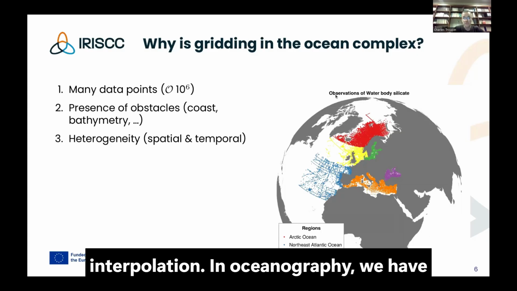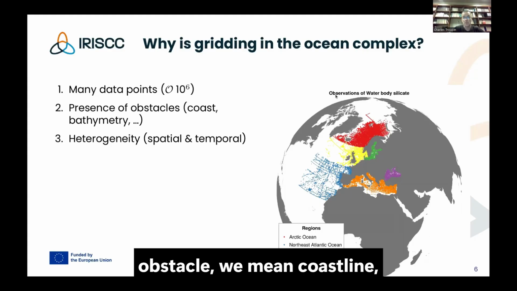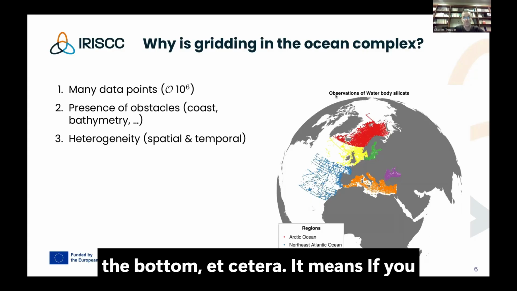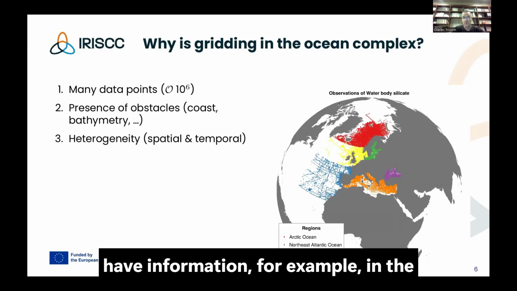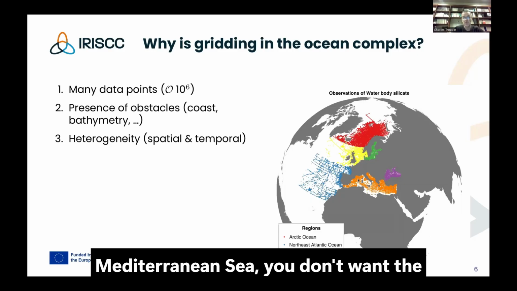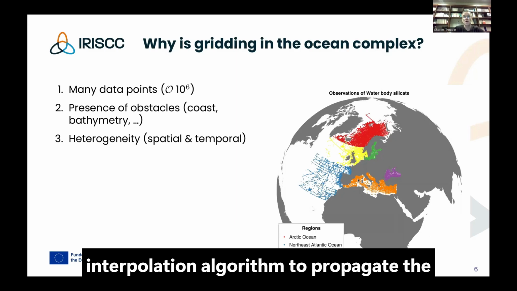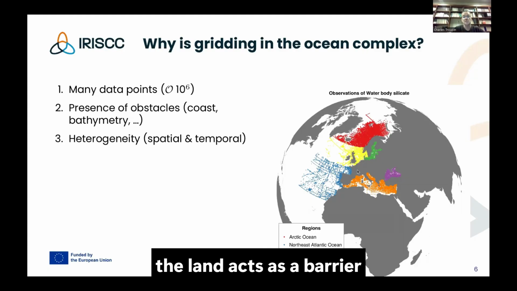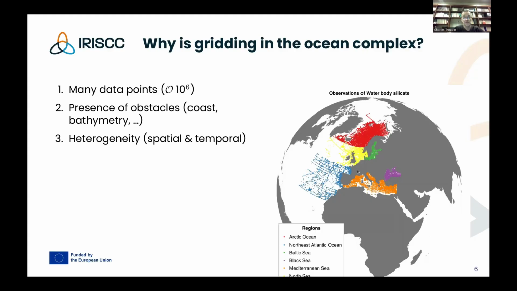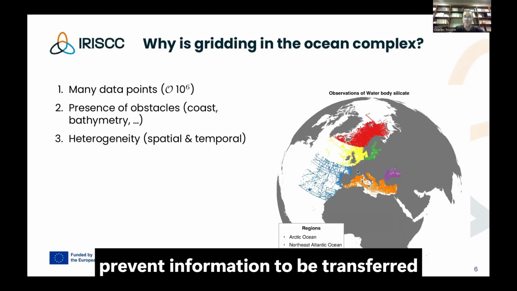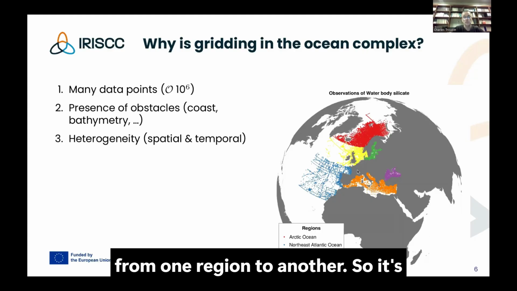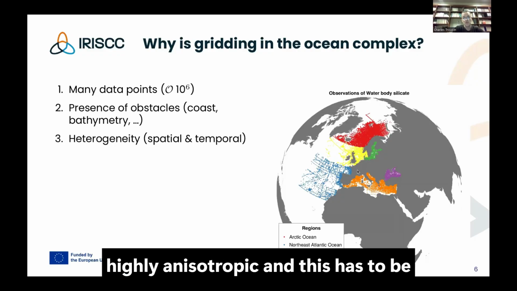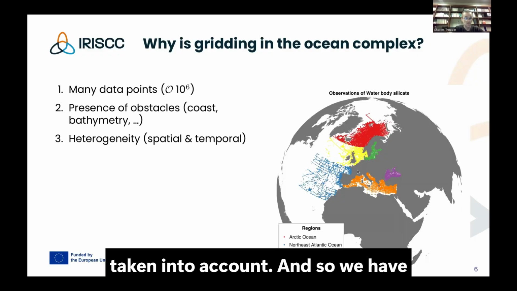In oceanography, we also have the presence of obstacles. By obstacle, we mean coastline, the bottom, etc. It means if you have information, for example, in the Mediterranean Sea, you don't want the interpolation algorithm to propagate the information across the land. So the land acts as a barrier and prevents the information from being transferred from one region to another. So it's highly anisotropic, and this has to be taken into account.